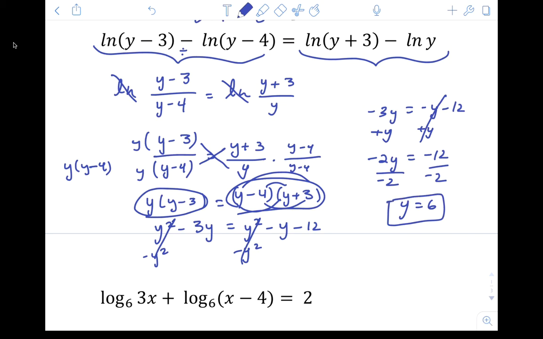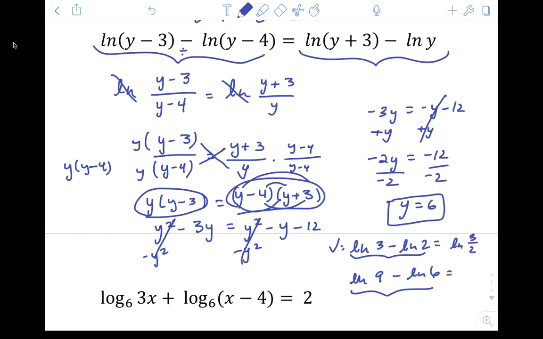So let's see if it's true. When I check it, the natural log of y minus 3, so 6 minus 3 is 3, minus the natural log of 6 minus 4 is 2. That is supposed to equal the natural log of 6 plus 3 is 9, minus the natural log of 6. I'm sorry, it's 6, I'm checking. When these come together, that is the natural log of 3 divided by 2, so 1.5.